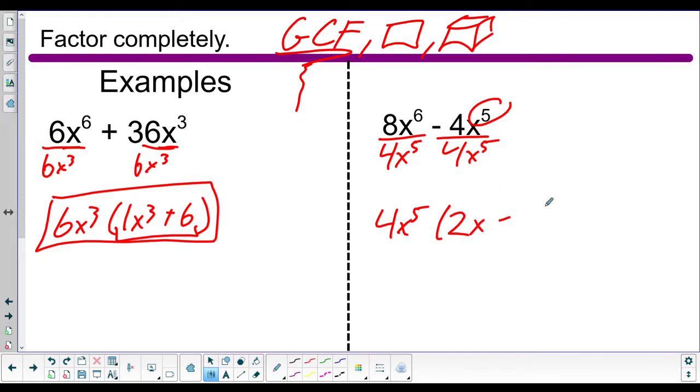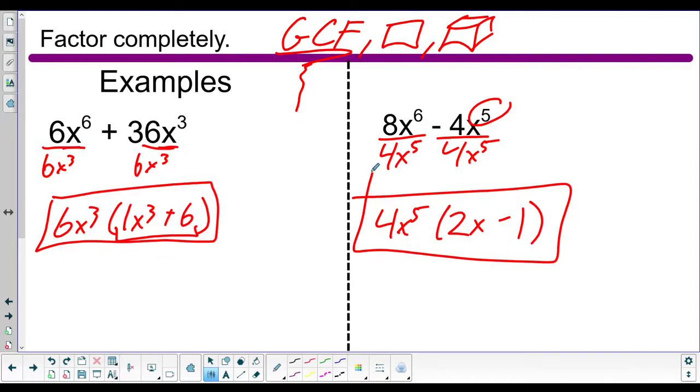Minus 4 goes into 4 1 time. And then we had 5 x's. We took them all out, so there's no more x's. Can we factor this? No. So this is the answer. There we go. GCF examples.